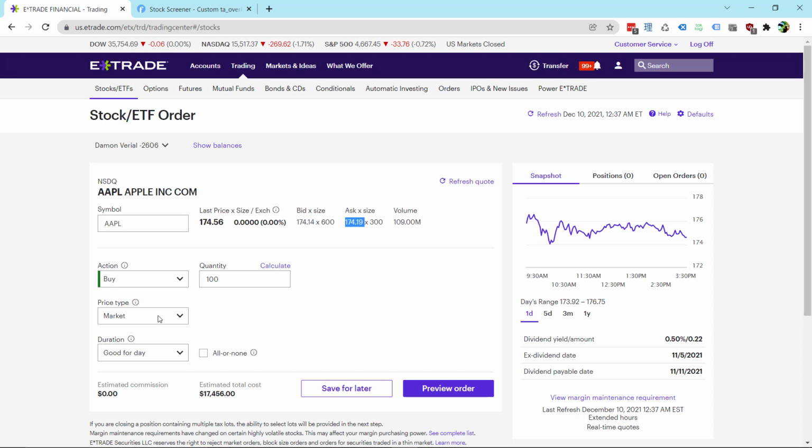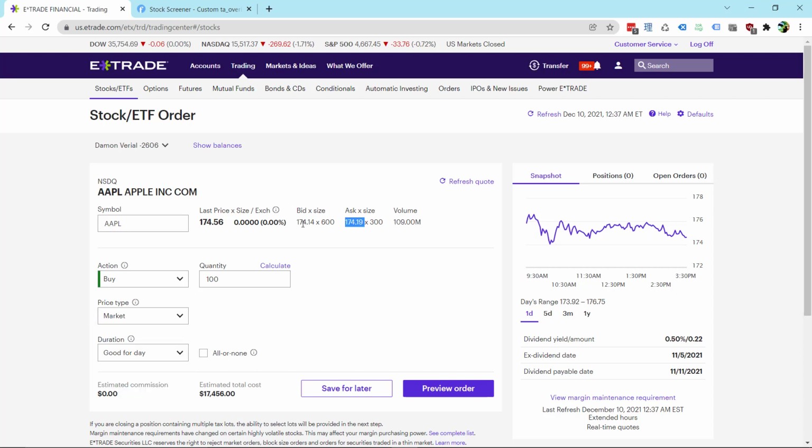So, if I was going to buy this, I don't care. I would go with the market price. I just get the order filled, get in. Especially if I'm day trading or I'm watching the candlesticks and I see a pattern that I recognize as a pattern that's going to lead to the stock rallying. I want to get in as soon as I can, so I'm just going with the market order.